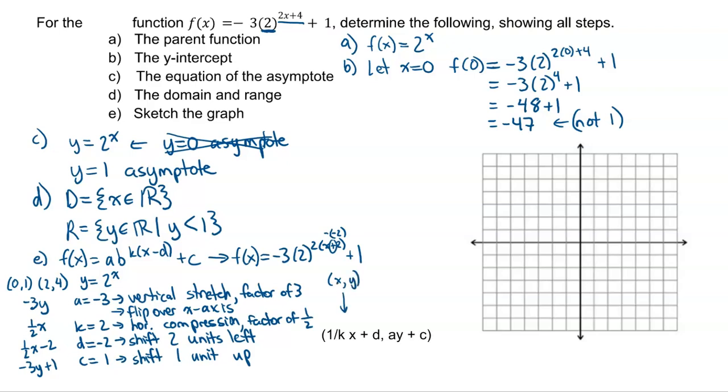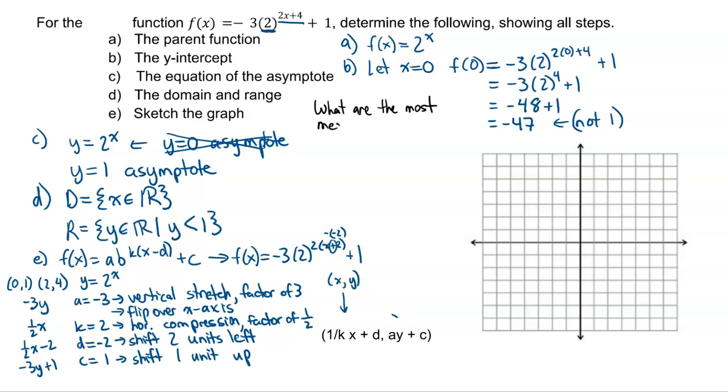So in general, what we're doing is we're taking the coordinates (x, y), and to the x coordinate, we're applying 1 over k to it, and then we're going to add d, whatever d is. And to the y coordinate, we're multiplying it by a, and then we're adding c to that. And that's going to give us the final coordinates, and we could translate all those coordinates like that.